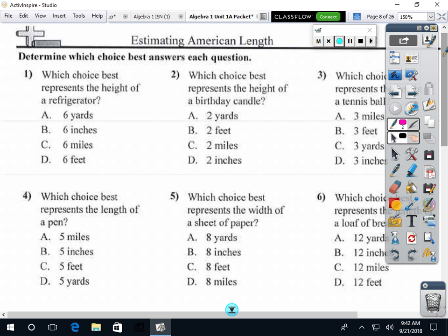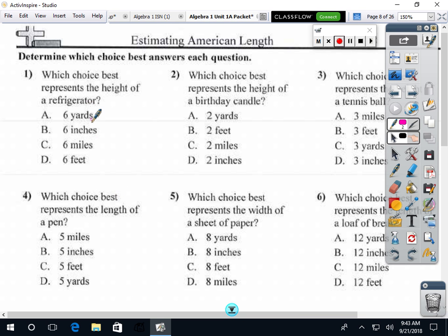All right, number 1, the directions say determine which choice best answers each question. Number 1, which choice best represents the height of a refrigerator? 6 yards, 6 inches, 6 miles, or 6 feet? How tall is an average refrigerator? Out of these choices anyway.